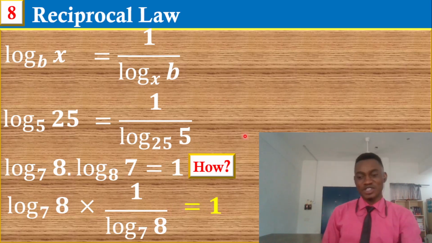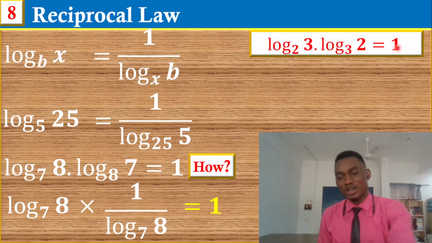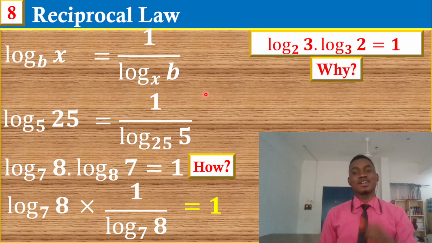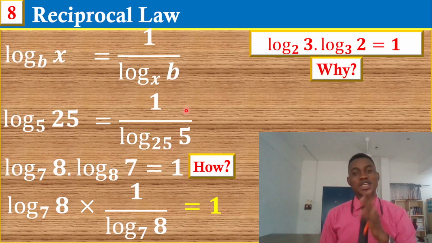Okay, I have this one question for you. Log 3 base 2 times log 2 base 3 is 1. Why is it 1? Drop your answer in the comment section and I will go through it and give you feedback.